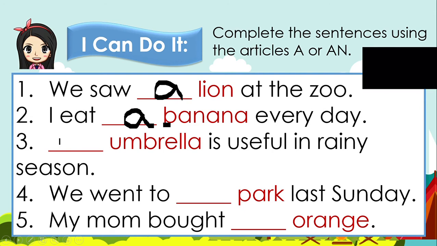And the correct answer is: an umbrella is useful in rainy season. So we use an because the first letter of the word is a vowel. So next, number 4.